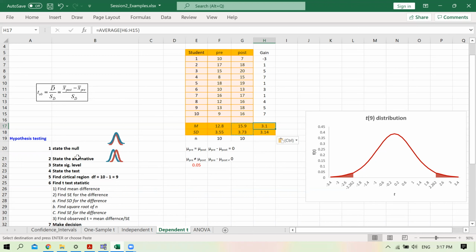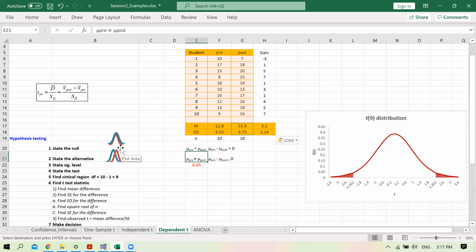We'll state the null hypothesis and alternative hypothesis. And these hypotheses will be about the population value. So our null for this example is the pre and post means are the same in the population. And the alternative is the pre and post means are not the same in the population. So this is a non-directional hypothesis.